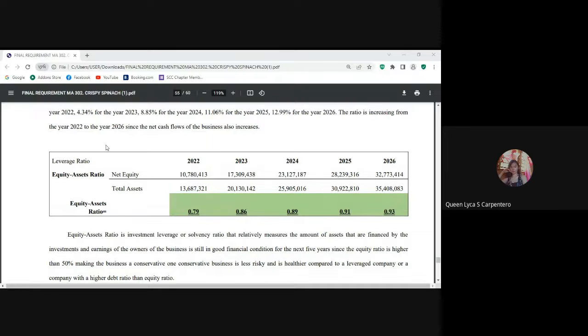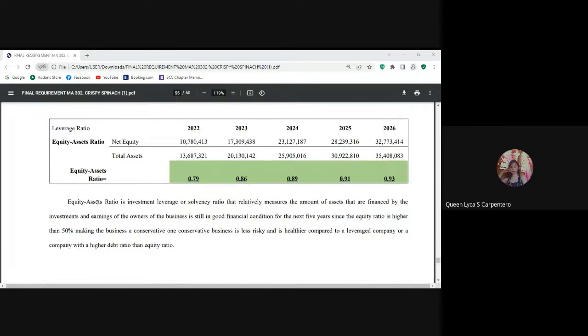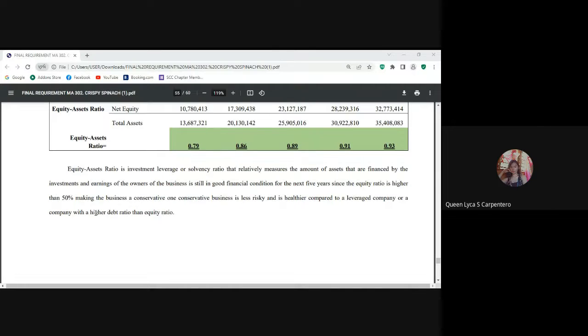So, the leverage ratio, the equity asset ratio, is the leverage or solvency ratio that relatively measures the amount of asset that are financed by the investment and retained earnings of the owners of the business. It is still in good financial condition for the next 5 years since the equity ratio is higher than 50%. So 50% daw siya. So nagkadako ang iyahang equity ratio diri.